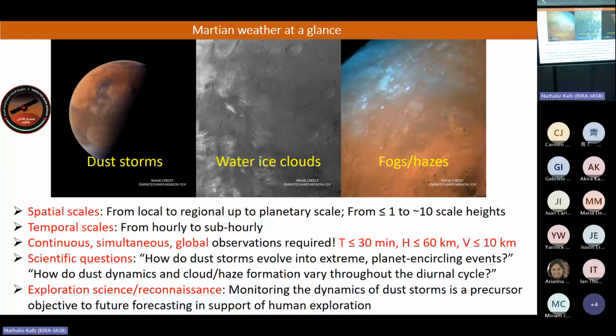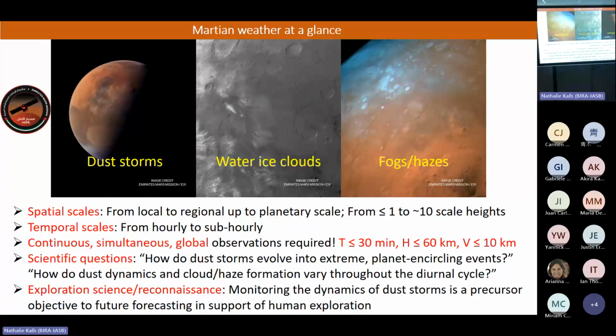This is slightly different from Earth. In the vertical, the scales are from less than 1 scale height to about 10 scale heights. Scale height is about 10 to 11 kilometers on Mars. When we talk about temporal scales, depending on the phenomenon, we can go from hourly to sub-hourly. Water ice clouds can evolve very fast. Dust storms evolve slower. There is a need, which hasn't been met yet, for continuous, simultaneous and global observations, which in practice means temporal scales of less than half an hour, spatial scales of less than 50 to 60 kilometers, and a vertical resolution better than 10 kilometers.